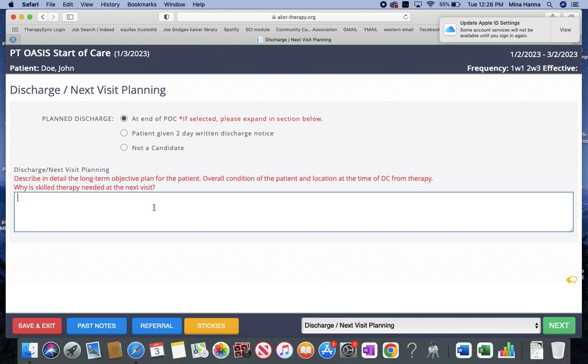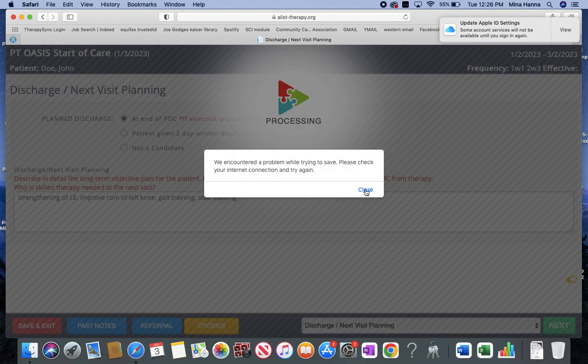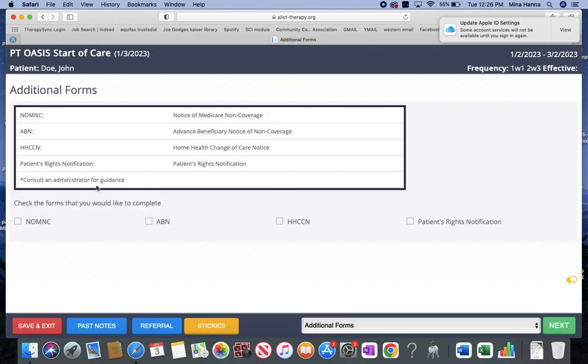So at the end of plan of care, you just type in, what do you want to work on? Well, we're going to work on strengthening of lower extremity, improve range of motion of left knee, gait training, right? Stair training, perhaps. And you can maybe keep it at that, simple, and just move on. You don't have to write a long essay or anything, just what you can.